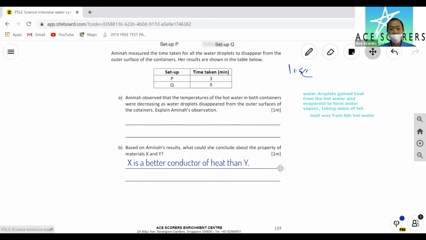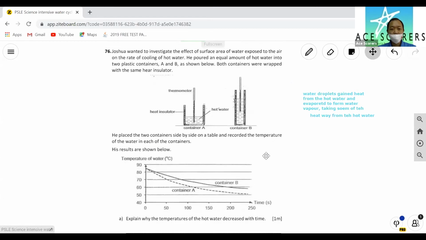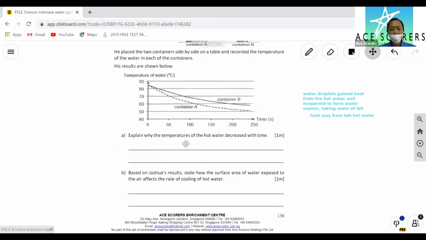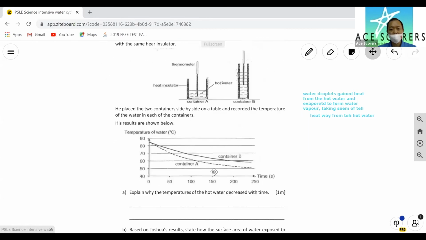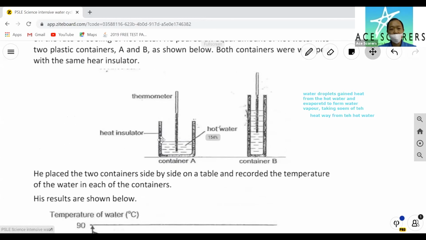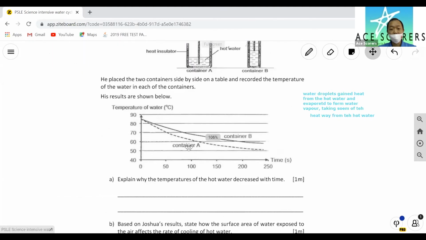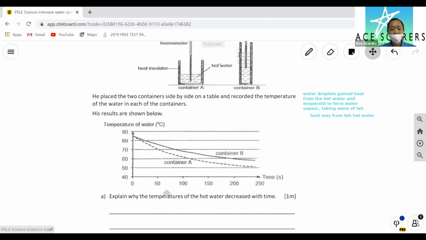Okay, I'm going to speed up. Next, you see, I'm going straight to the question. Explain why the temperature of the water decreases with time. So, can you see? This one has a bigger exposed surface area, this one has a smaller exposed surface area. Now, the temperature decrease with time is because it's the same as the previous one, right? The water evaporated.